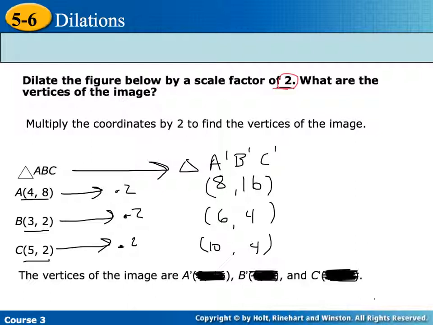Notice I put it in point form. I gave you coordinates because it asked me to find these vertices. That's where my vertices are. If I connected those dots, I'd have a triangle. Beautiful.